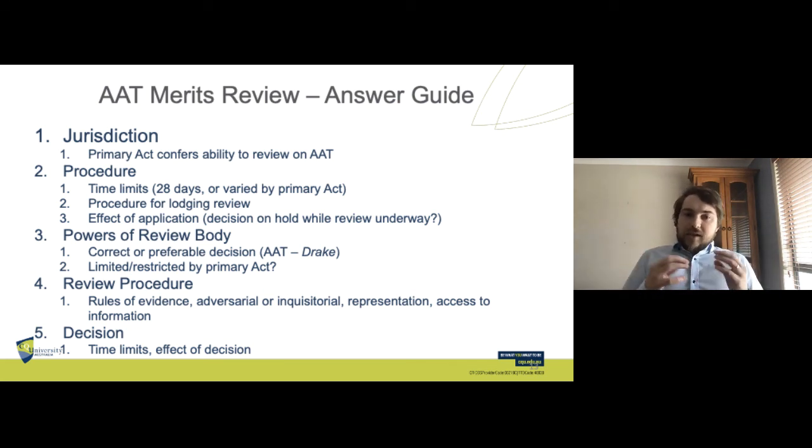And lastly, what's the effect of the decision from the review body? How long does that take to take effect? Are there time limits to appeal the decision? Things like that. And what's the effect? Is it binding? Is it open to the decision maker to review? All those sorts of questions as well. The primary act will tell you that sort of stuff as well.